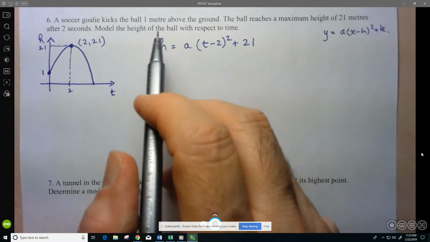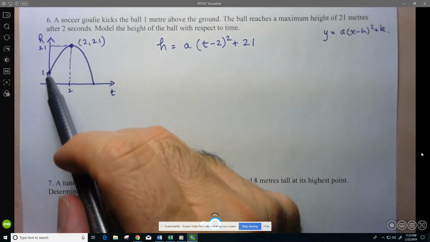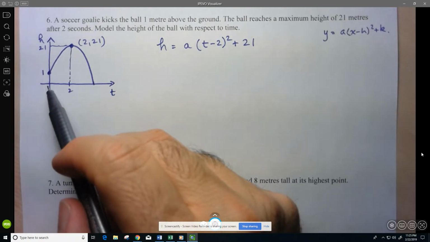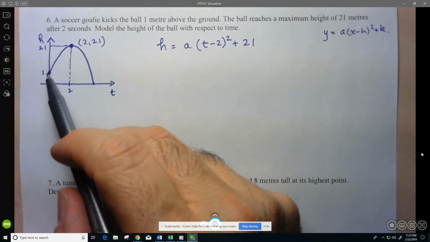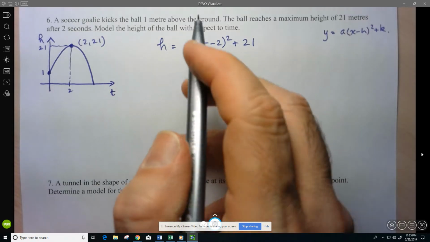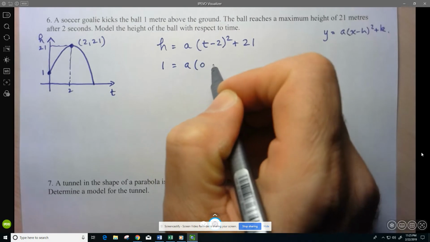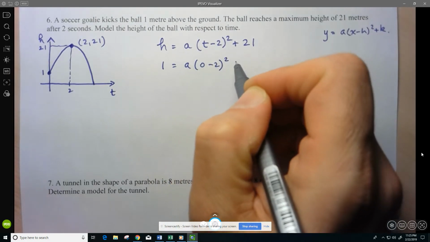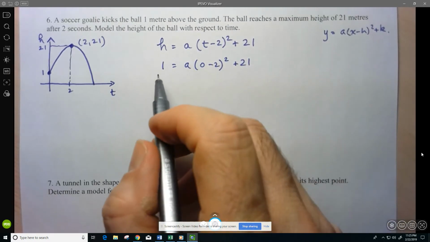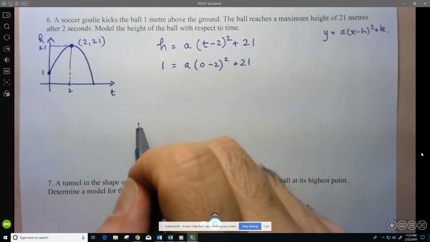And luckily, we have another piece of information because we have the y-intercept of this function. We know that at time 0, the height is equal to 1. So I'm just going to take those values, input them into my equation. Okay. So height of 1 when the t value is equal to 0. And lo and behold, I'm just left with an equation where the only unknown is a. So we can solve for that.